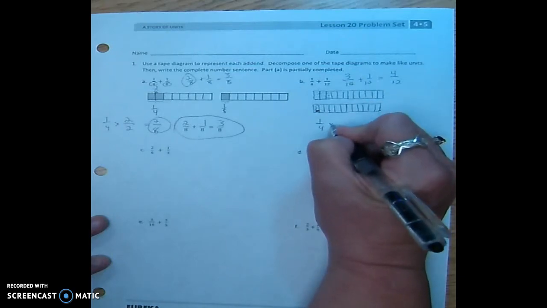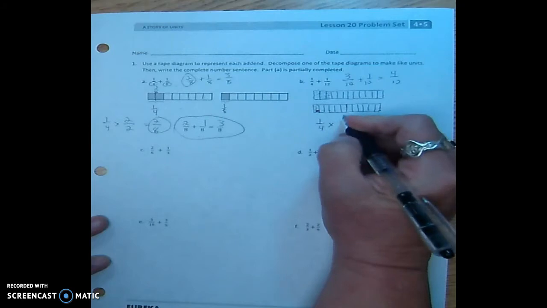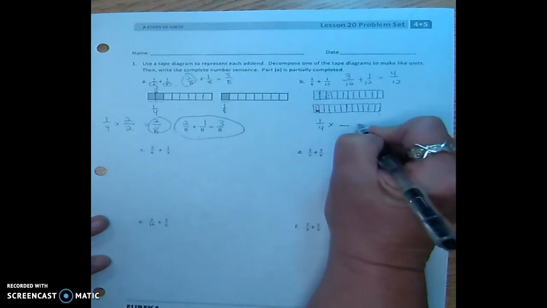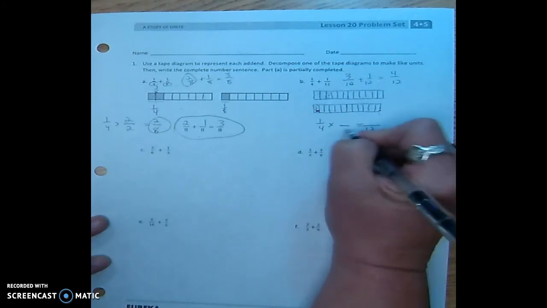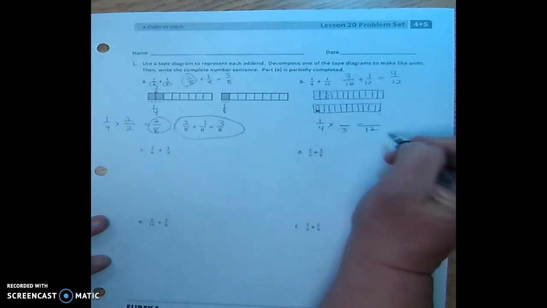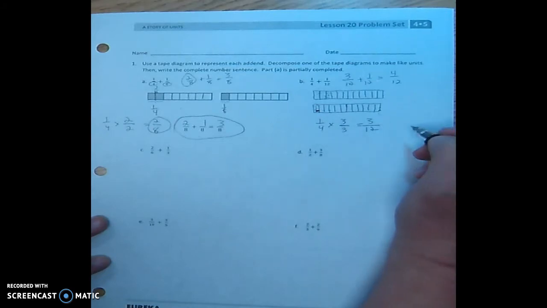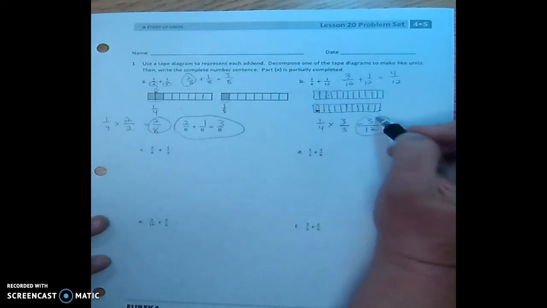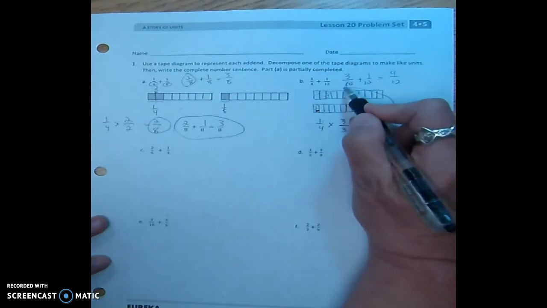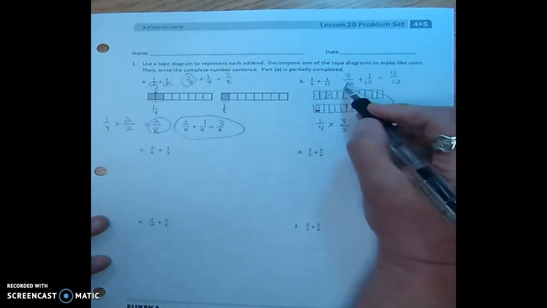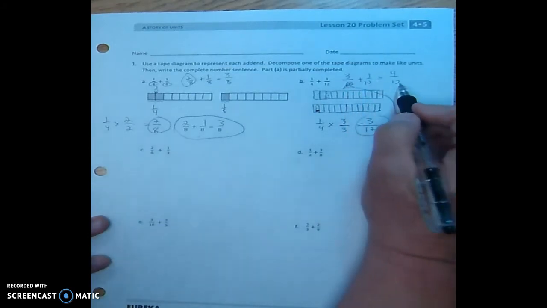I can multiply that by something to equal 12s. Well, 4 times 3 is 12. Whatever I do to the bottom, I have to do to the top. 1 times 3 is 3. So then this 3/12 replaces the 1/4. 3/12 plus 1/12 equals 4/12.